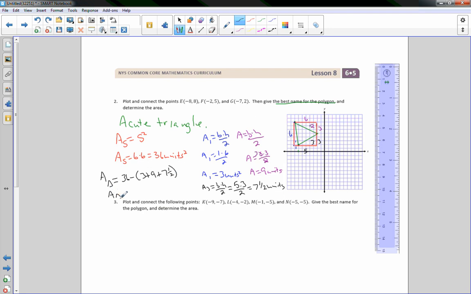So the area of the triangle is 36 minus the area of the triangles, which equals 36 minus 9 plus 3 is 12, 19 and 1/2. So the area of the triangle equals 16 and a half units squared. 16 and 1/2 units squared.